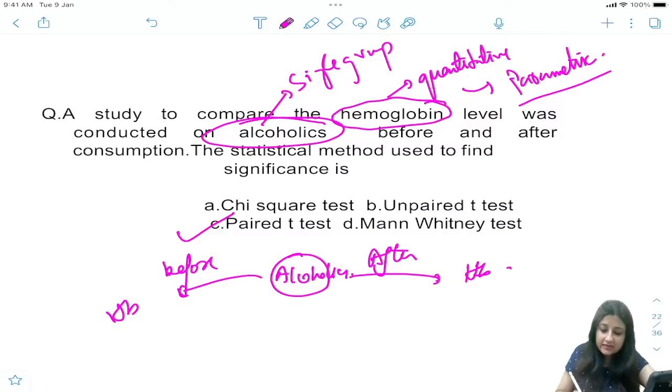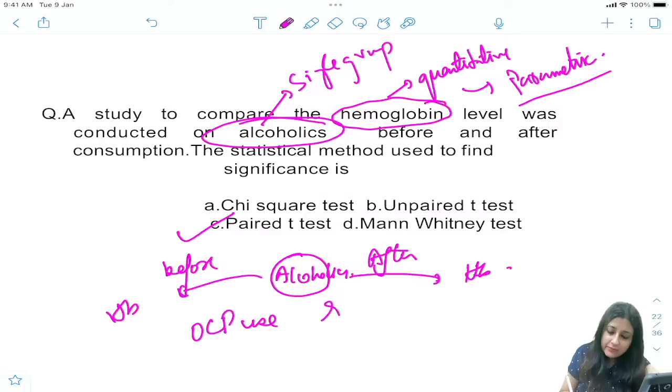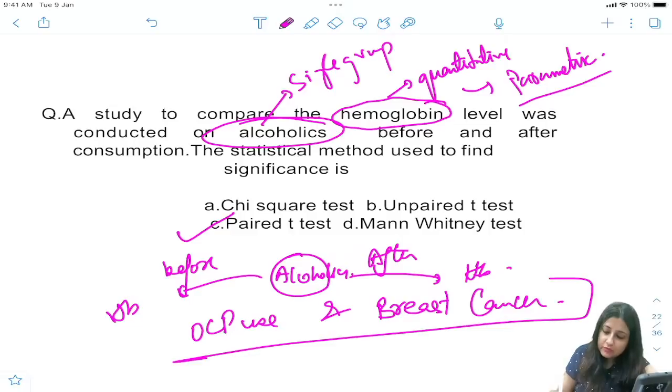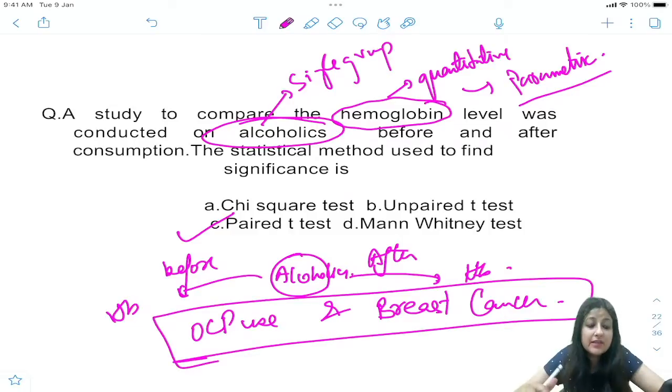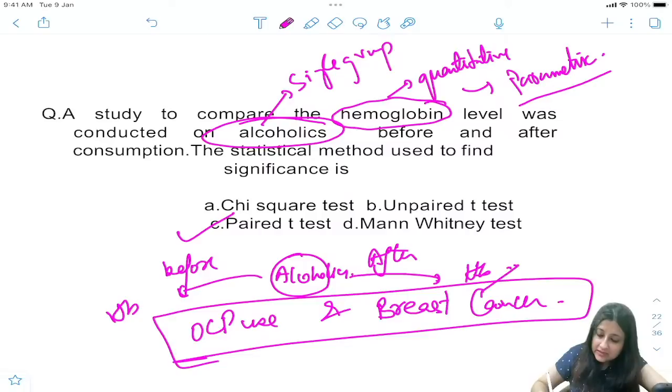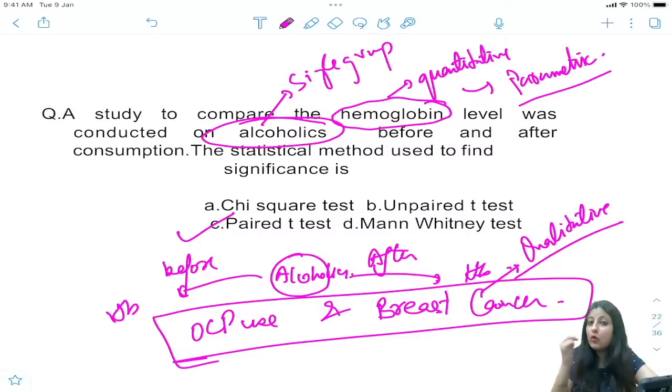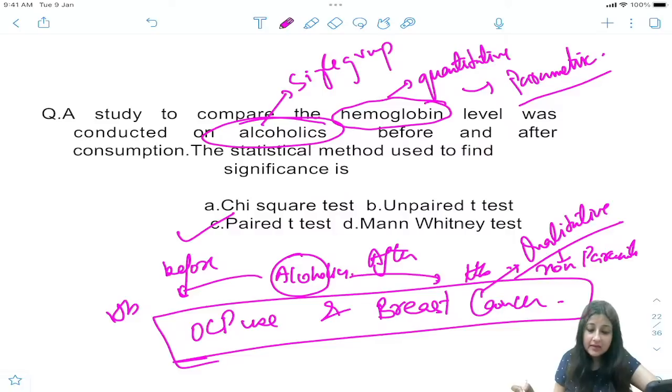But now suppose I ask you OCP use and breast cancer. Which test will you use? OCP use and breast cancer, agar mujhe padhna hai, which test will I use? Now, my variable here is breast cancer. Can you express breast cancer in mean? No. We can say so many percentage of females have breast cancer. So this becomes a qualitative variable, right? And when you have a qualitative variable, you have to use non-parametric. Unpaired kaise hoga beta? Why unpaired?